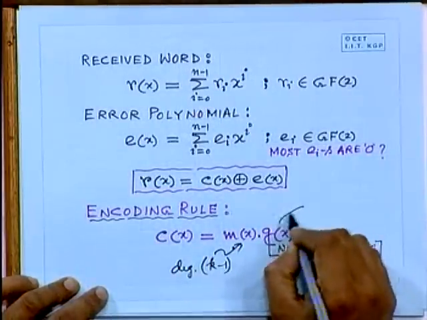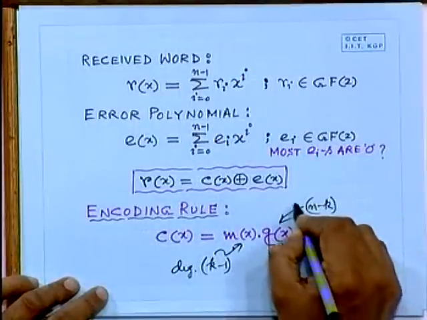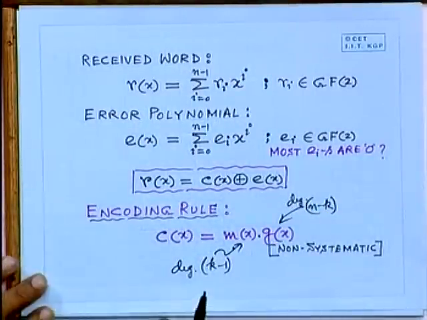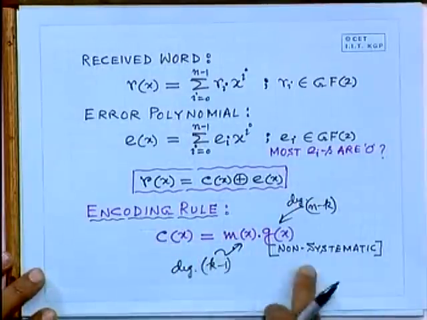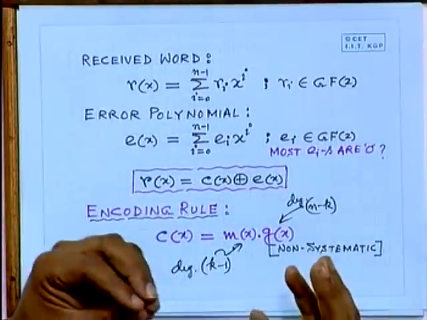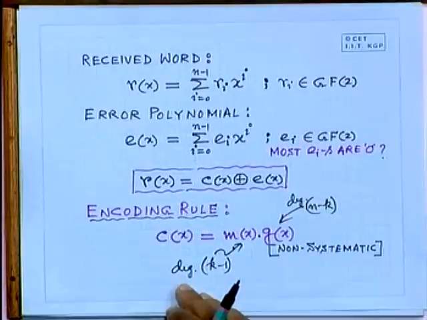What is the degree of gx? N minus k. Then what is the degree of the overall polynomial? N minus 1, isn't it? So this polynomial goes straight away, like a usual polynomial. Only when the coefficients are to be multiplied and added, one has to go to the field operations of addition and multiplication.